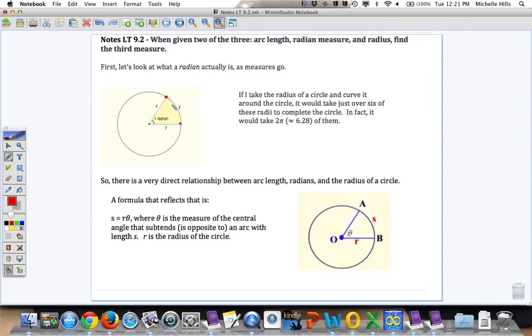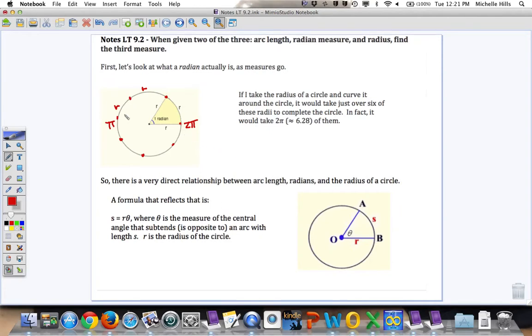Now, if I were to wrap the radius around the circle, how many more times? So here's a radius, here's a radius. It would take a little bit more than 3 times to go halfway across the circle, and a little bit more than 6 times to go all the way around the circle. In fact, it takes pi of these to get halfway around the circle and 2 pi of these to get all the way around the circle. So that's why there are 2 pi radians in a circle.